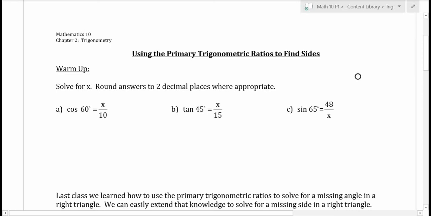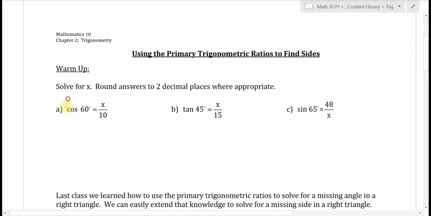All right, welcome back to the third lesson in the trig unit. We are going to be looking at using the trig ratios to solve the missing side. In the first two lessons we were looking for the primary trig ratios and using the trig ratio to find the missing angle. We are going to use the trig ratios to find the missing side. Before we do that, we have some prior knowledge that we need to recall.